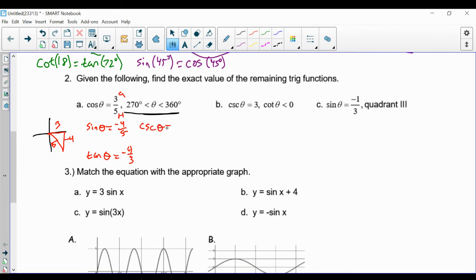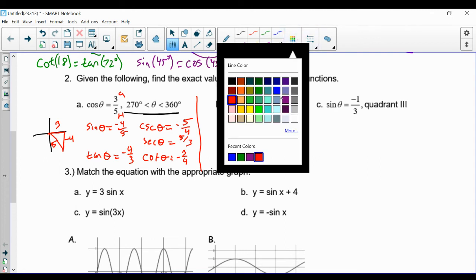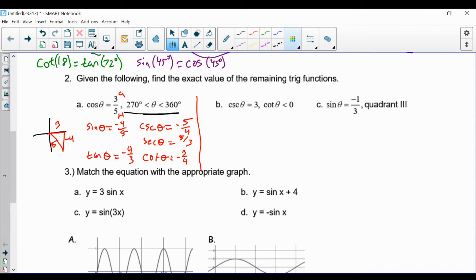So I'm going to take cosecant, or I'm going to take sine and flip it. So negative 5/4. Secant, I'm going to take the cosine and flip it. So 5/3. And cotangent, I'm going to flip the tangent. And there we go. There's all 3 of them. Okay. So there is 2A. Now let's move on to 2B.